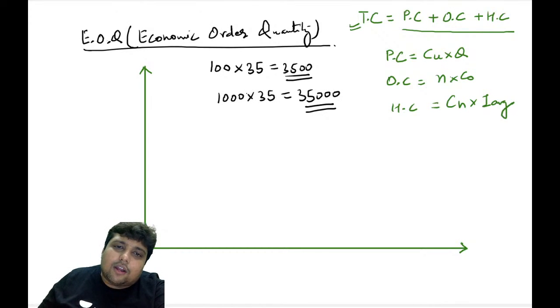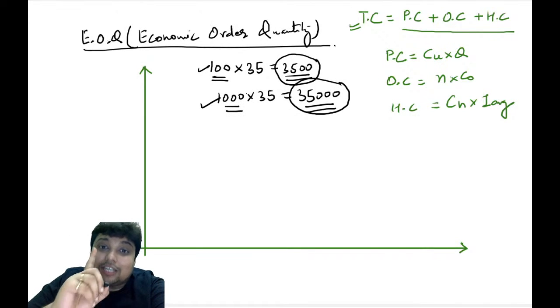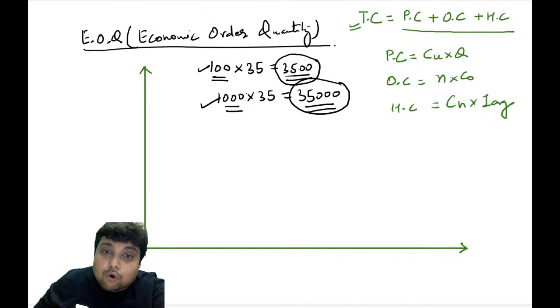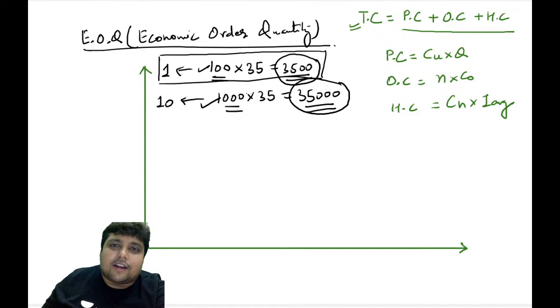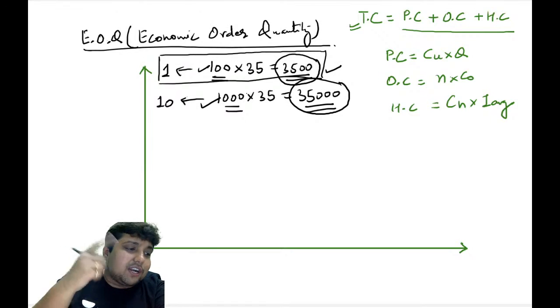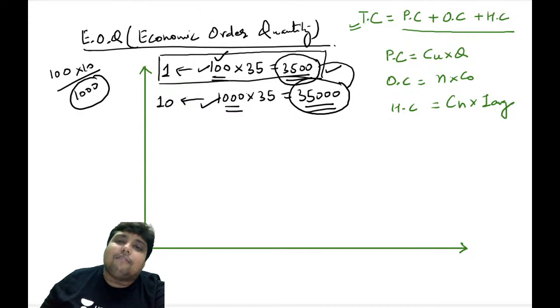All I am saying is, whether I order 100, whether I order 1000, the purchase cost will definitely be in proportion to the quantity. But let's say that 100 is the requirement for 1 month, 1000 is the total requirement of 10 months. If I order for 1 month, I'll pay 3500, and I also know that the next month also I have to bear the cost of 3500 and the very next month more 3500. That way, if I keep on ordering 100 units every month, after 10 months I will have ordered 1000 units and the total bill would have become 35,000.